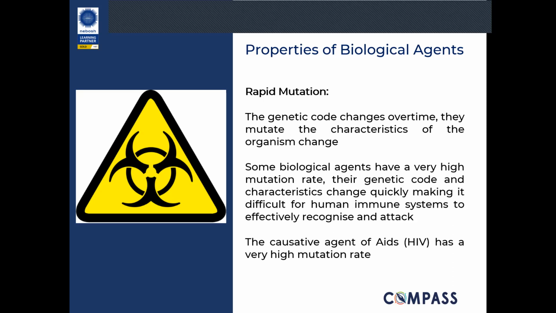So let's look at each one. Rapid mutation. The genetic code changes over time. They mutate the characteristics of the organism, and that changes. Some biological agents have a very high mutation rate.